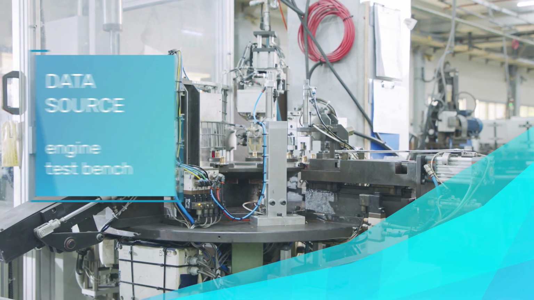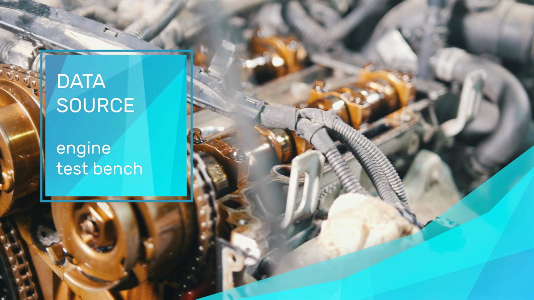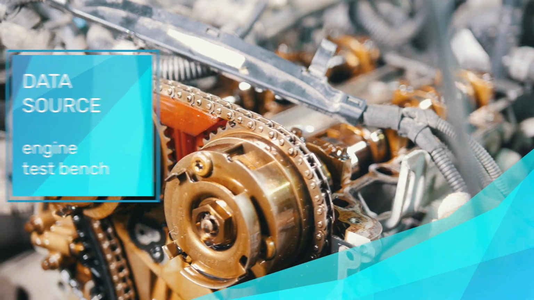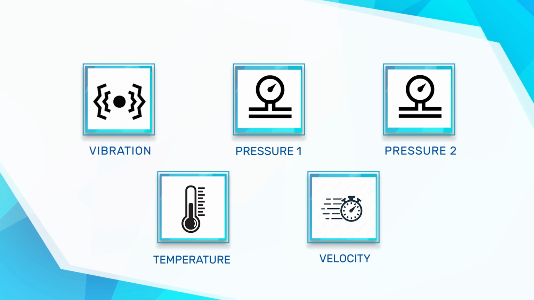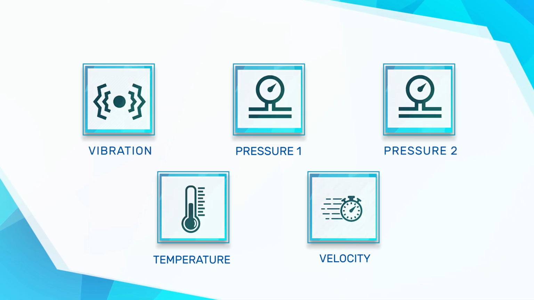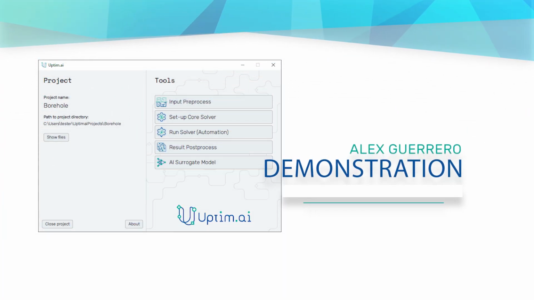The data we will use come from an engine test bench, in which we have multiple sensors analyzing its response, and we will focus on 5 of the most relevant ones. These measured quantities are the vibration of the engine, 2 pressures measured in opposite sites of the component, a temperature and a velocity. Let me introduce Alex Guerrero, who will show us how to do this.